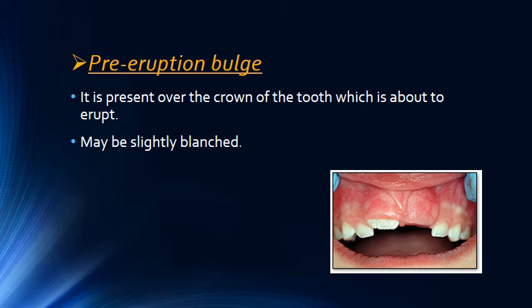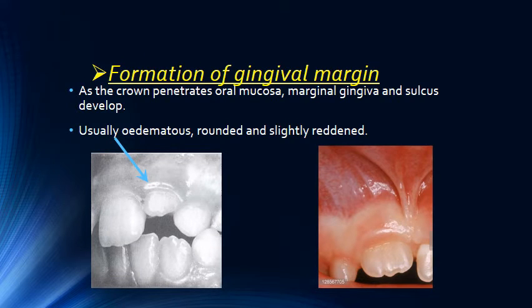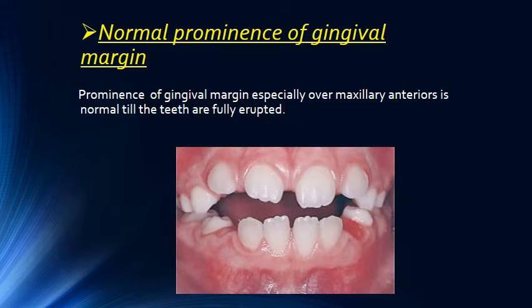Pre-eruption bulge, marked by the blanching in the picture, this region. So, as the crown penetrates the oral mucosa, marginal gingiva and sulcus develop. These were absent when the tooth was not there. So this becomes edematous, rounded, and slightly reddened. Near the maxillary anteriors, we have the gingival prominence till the teeth are fully erupted.